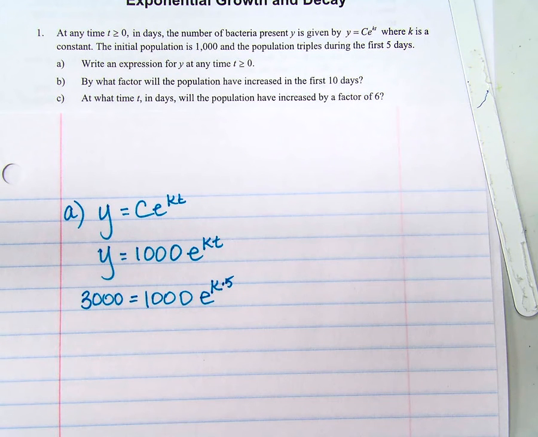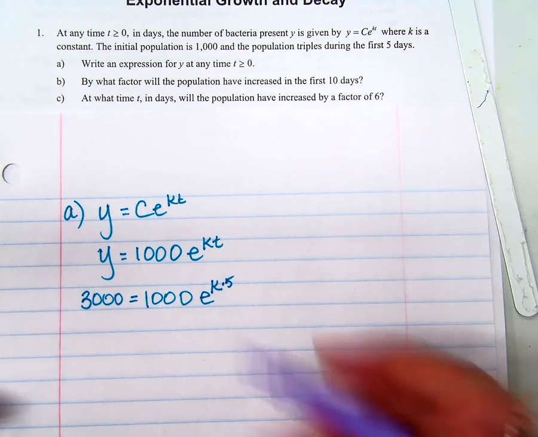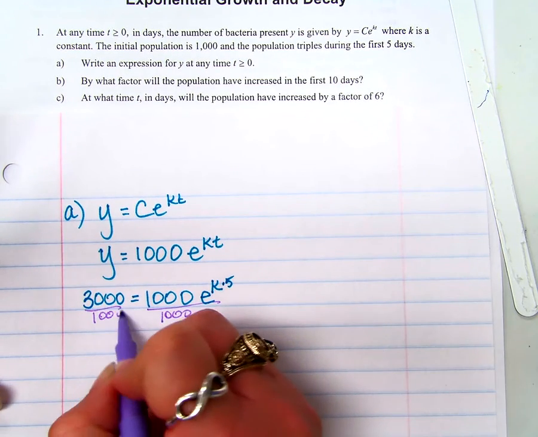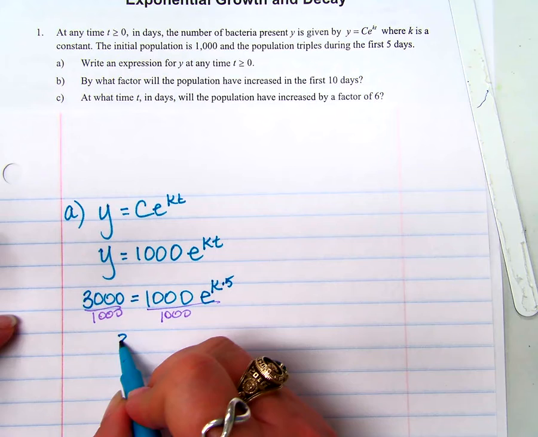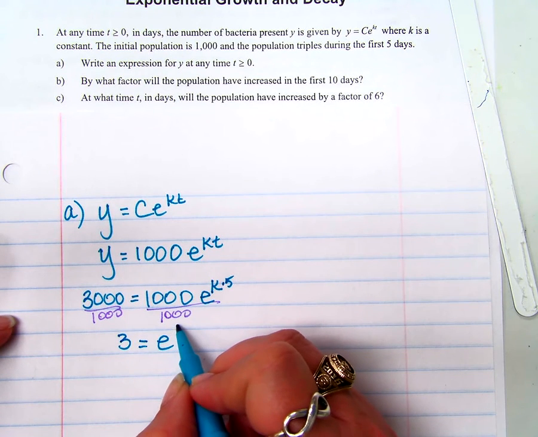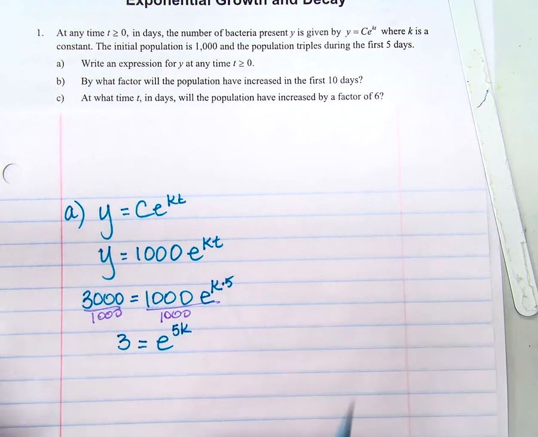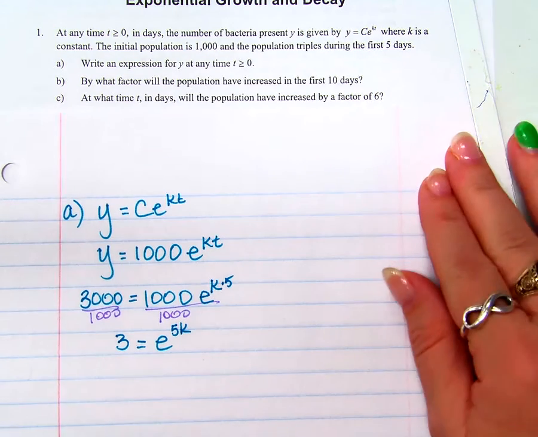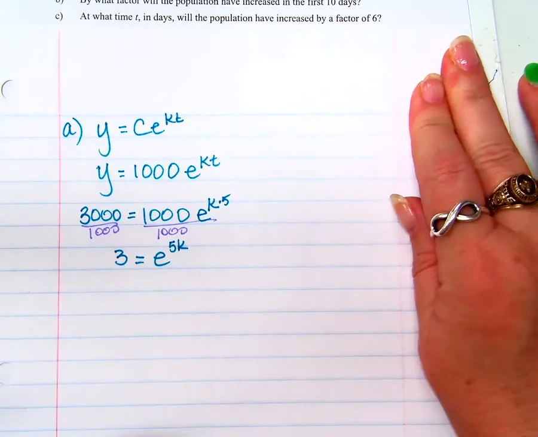Now what do I do? You divide by 1,000. Very good. Divide both sides by 1,000. 3 equals e to the... Is everybody going to be okay if I write 5k? Yes. 5k is just fine. It's just my math teacher brain, I've got to put the numbers first. So weird. Okay, how would I solve for k now?